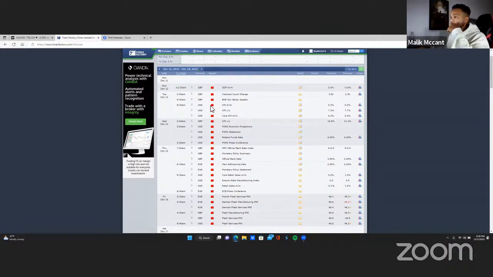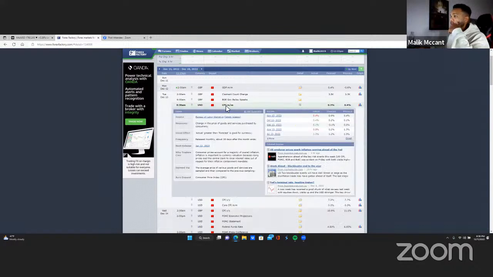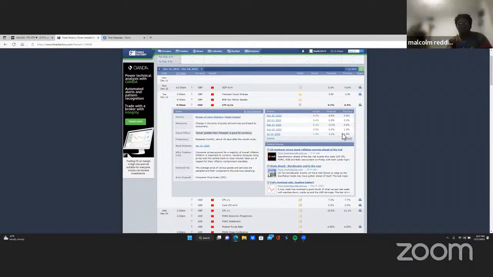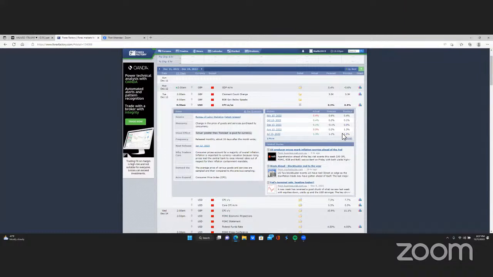I'll click on this folder for an example. This is more so the fundamental side of trading, and it gets deep, but in its most simplistic form, you can check this out right here. This statement says actual greater than forecast is good for currency. So if the actual number drops and turns out to be greater than the forecast, can somebody tell me what that means? It's good news. That means USD would be buying.